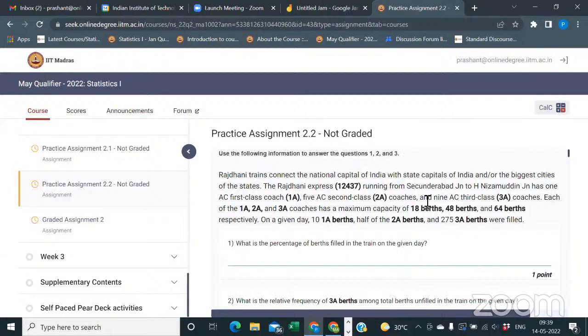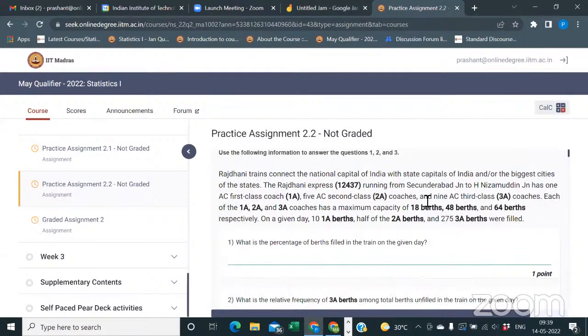Okay, Rajdhani trains connect the regional capital of India with the biggest city of the states. The Rajdhani Express is running from Secunderabad Junction to Nizamuddin. The train has one first AC, 5 second AC coaches, and 9 third AC coaches. Each of the first AC, second AC, and third AC has a maximum capacity of 18, 48, and 64 passengers respectively, on the given day.